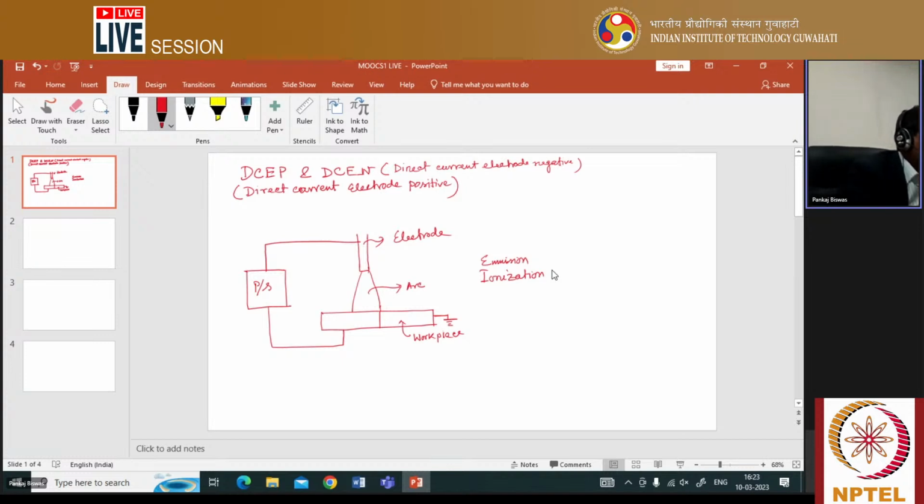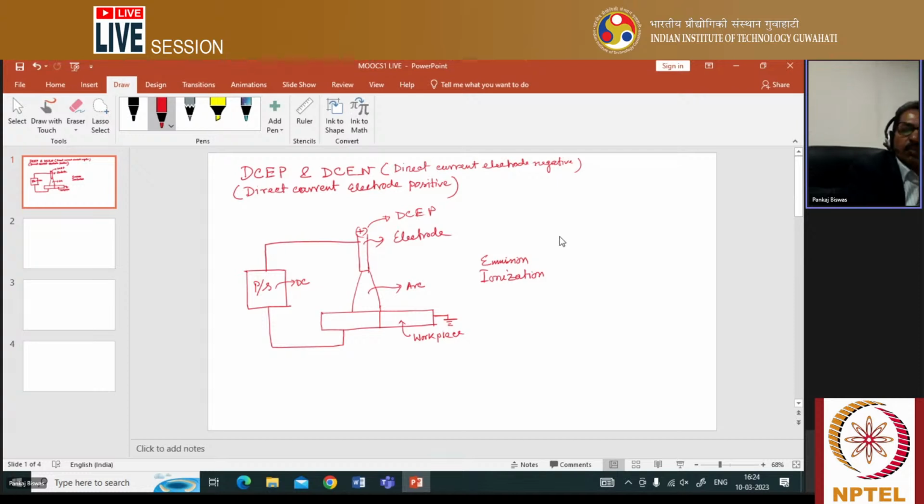Now DCEP means the power source is direct current in nature. If this electrode is connected with the negative terminal, then this is called DCEN. If this electrode is connected with the positive terminal of the power source, then it is called direct current electrode positive, and if it is negatively connected with the power source, then it is generally called DCEN. So you know these things.